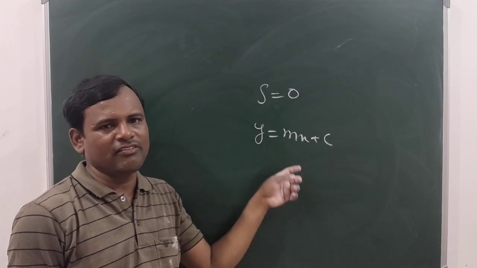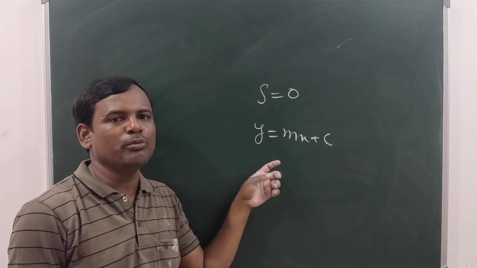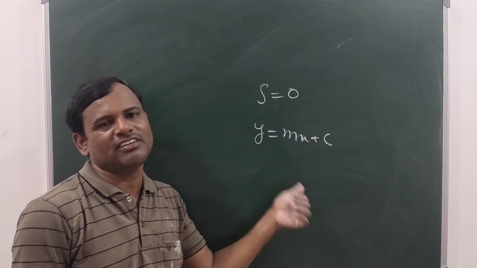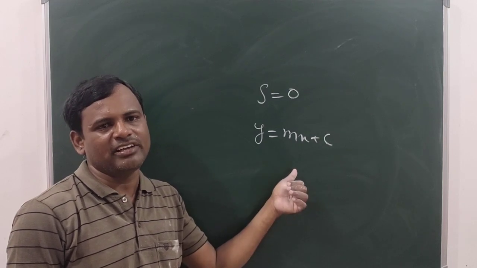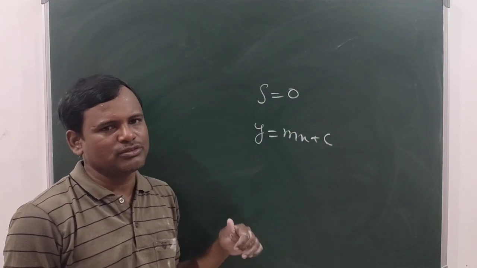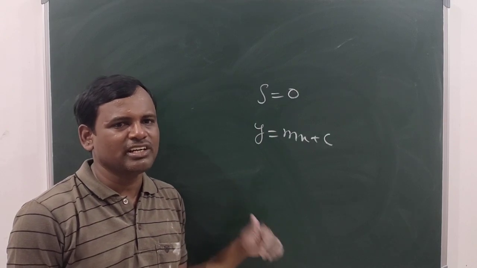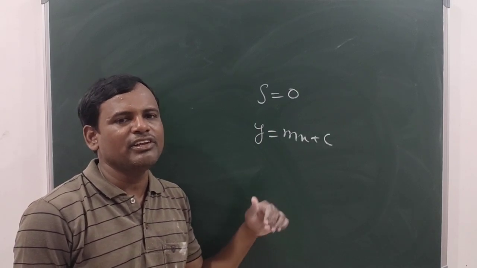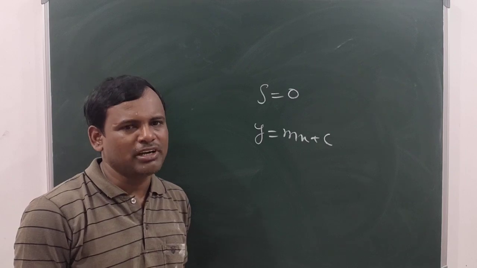One line and one curve will be given to you. From the line you have to make one variable the subject, either x or y. So here I made y. This y I am substituting here, so that you will get one quadratic equation in terms of x, and for that we need to find the discriminant value.